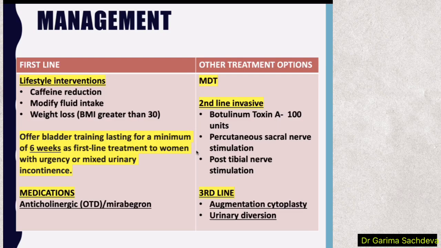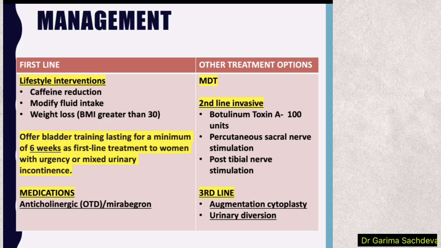Then how do you manage these patients? Here also, the first line would be lifestyle interventions. You ask them to reduce caffeine, modify fluid intake, lose weight if the BMI is more than 30, and then you offer them bladder training. Here PFMT will not help. Bladder training is that they go to the washroom after every one hour so that there is no leakage or urge. If they are having the urge, they should try to control it for some time. For six weeks, you ask them to do bladder training.